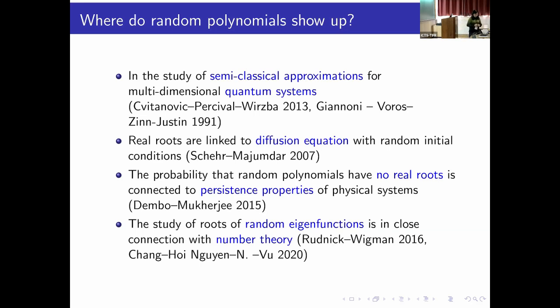In a very beautiful work by Dembo and Mukherjee in 2015, they study the probability that random polynomials have no real roots, which corresponds to a random process that is always positive or always negative on the real line. That corresponds to the persistence probabilities of physical systems. Work by, for instance, Werdert and Wigman in 2016 studies random eigenfunctions, which is very closely connected with number theory.